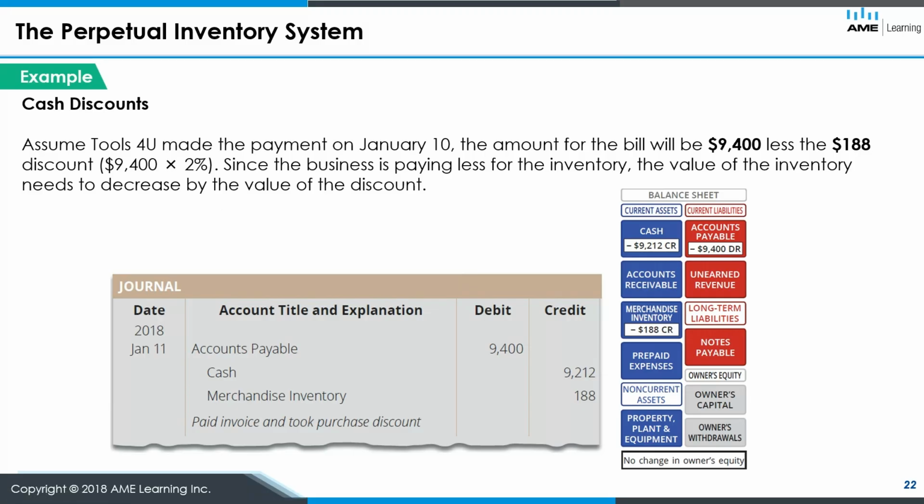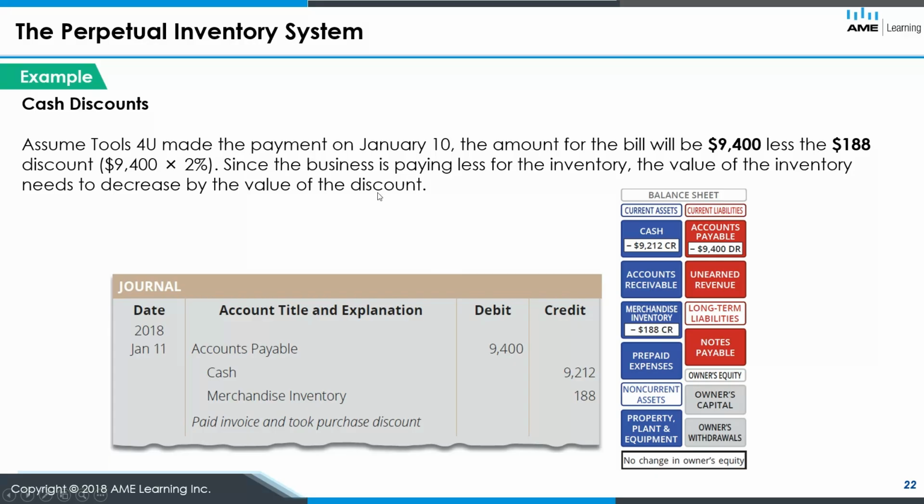Okay, let's look at an example here. So we'll assume that Tools for You, our company, let's see, made a payment on January 10th. The amount for the bill is $9,400 minus $188 discount. Okay, so they're just telling us, we didn't have to do the calculation here necessarily, but we will practice that and learn it in the future.